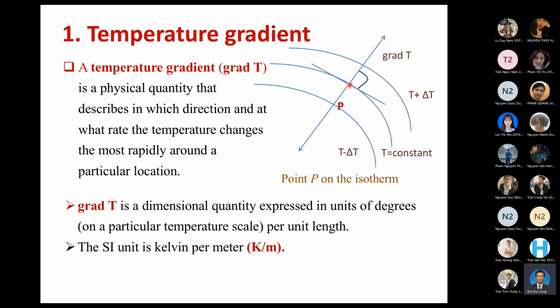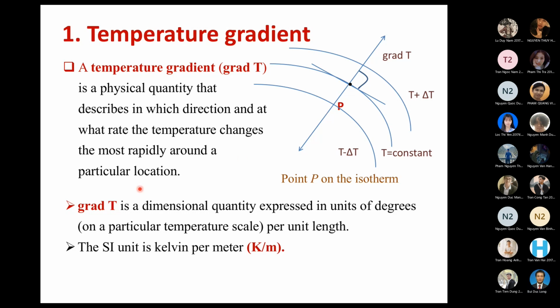So here we have a central point T. The temperature can transfer in this direction. We have a different location, so it will have a different temperature. For example, here X, the temperature of this position will be T plus delta T, and this position can be T minus delta T. So this we call the gradient temperature.